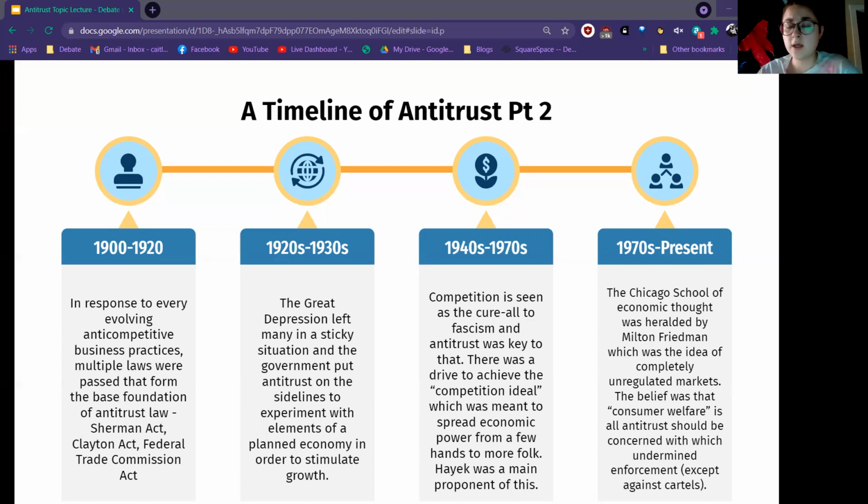Because prior to the Sherman Act, the only real recourse that consumers and smaller businesses had for anti-competitive behavior was to go through corporate law, which only had civil penalties associated with it. And so this passage was very important in order to create teeth and actual consequences for engaging in these behaviors.